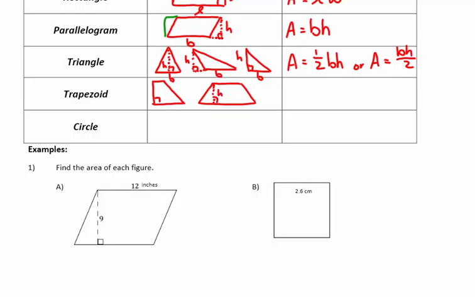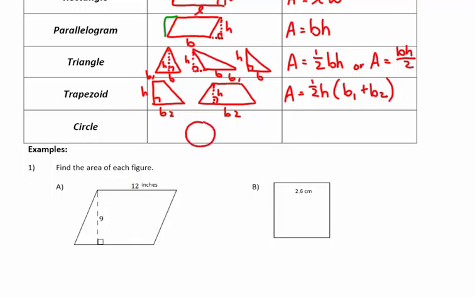The height again is the distance between the two bases. And there's two bases because the top of this and the bottom of this are different lengths. So we have to distinguish between those two. The formula is half of the height times parentheses base 1 plus base 2. So you add the two bases together, the two sides that are parallel, multiply that by half of the height.